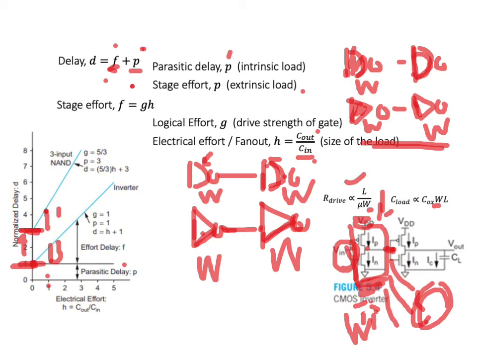So we can use the electrical effort H to actually describe the relative ability of this particular gate to drive an output load consisting of multiple gates, or gates of different sizes with different output capacitance, as compared to driving a load that looks like itself. Okay, that is the electrical fan out H.